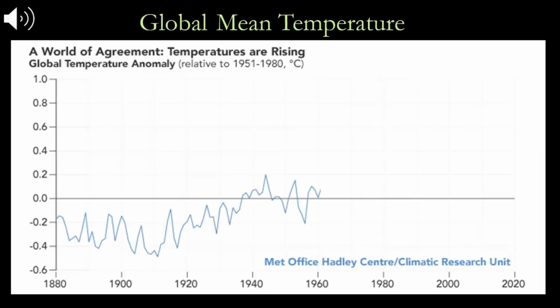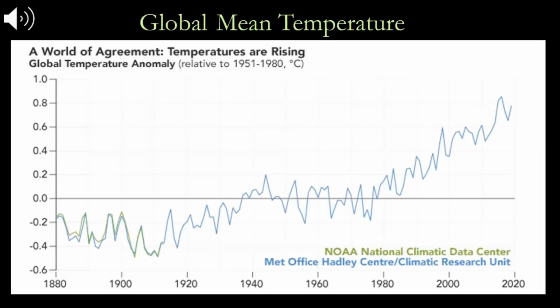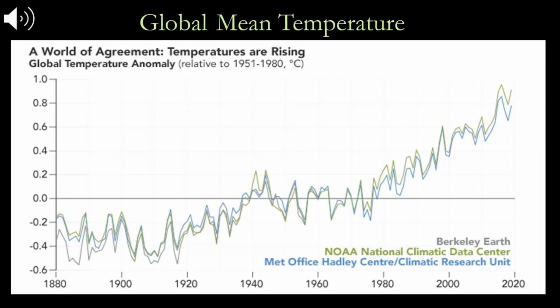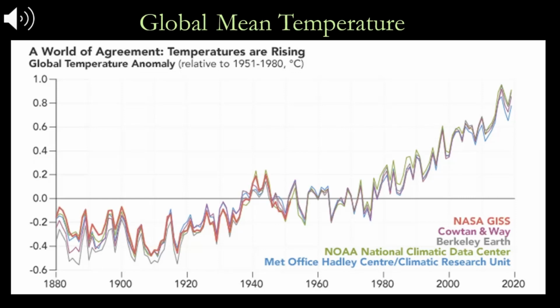This is global mean temperature. Global average temperatures are rising every passing year. According to ongoing temperature analysis conducted by NASA's Goddard Institute for Space Studies, the average global temperature on Earth has increased by a little more than 1 degree Celsius since 1880.